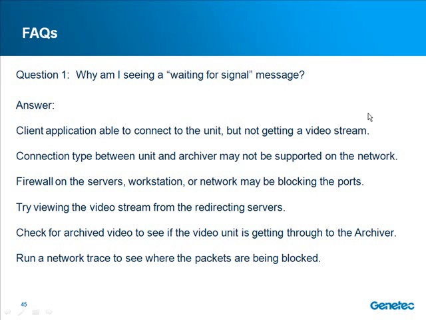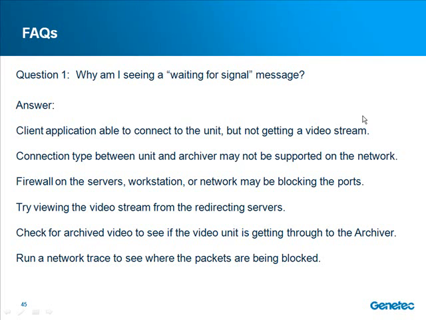Another thing to check is that the firewall on the server or the client station is not blocking the ports that are being used by that type of connection. There also may be a firewall on the network that may be interfering. If the video stream is being redirected at the archiver or the gateway, try to view the video stream from the archiver or gateway server that is doing the redirection. If you can view the stream at the server, the problem is somewhere between the server and the client workstation.